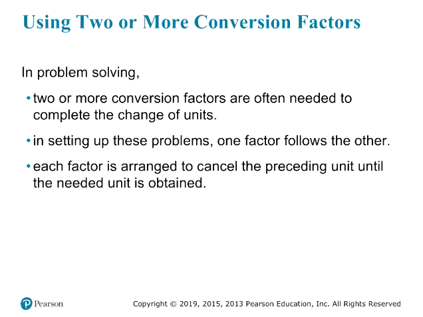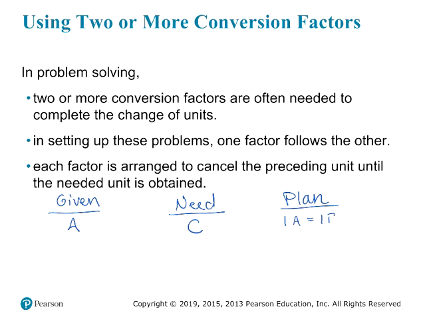All right, so let's say that we have a given unit of A, and we need unit C. Let's say that we look up some conversion factors and we find that 1A is equal to 1B, and then let's say 1B is equal to 2C. So then we would set this up. We'd start with 1A, and I'm going to convert that to B, and then convert B to C. So I have 2 conversion factors here.